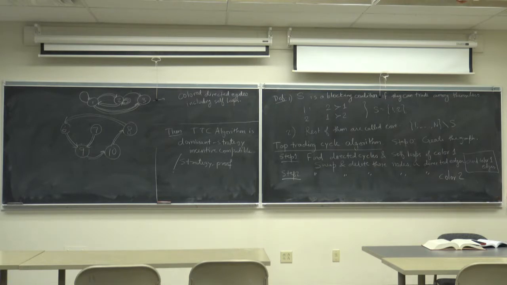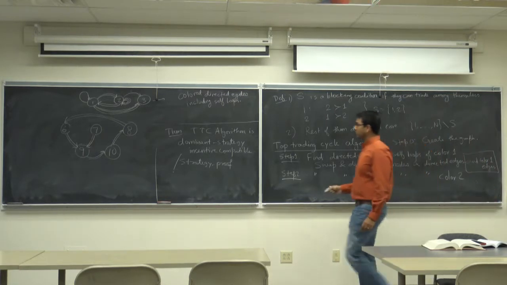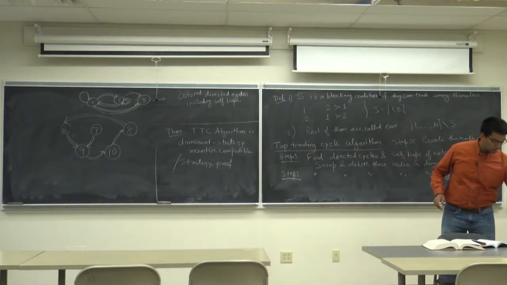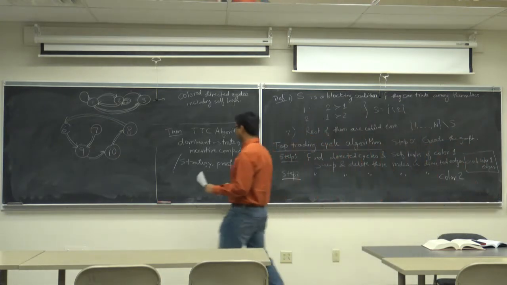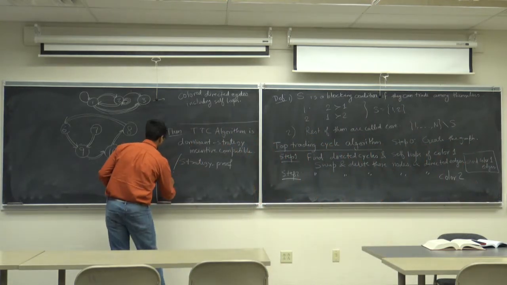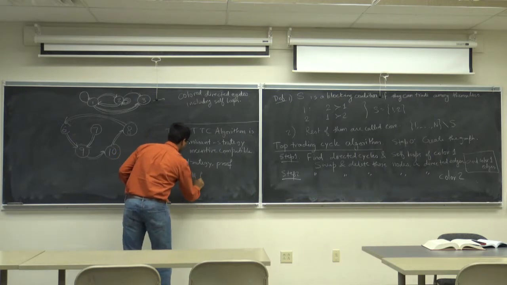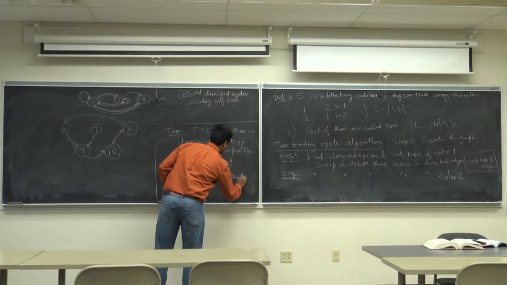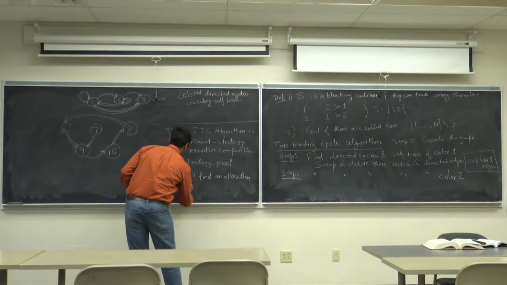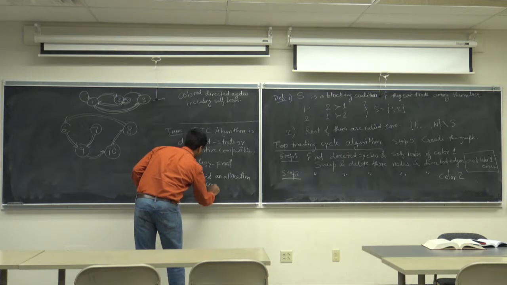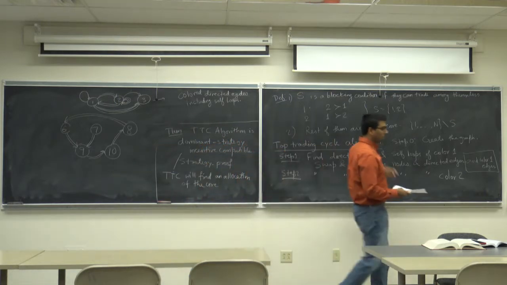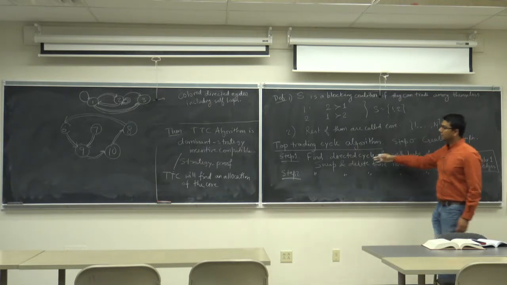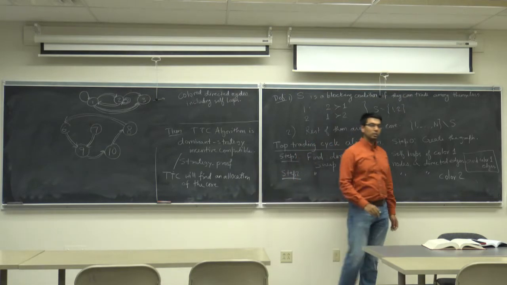And the other thing is TTC algorithm will find an allocation in the core. Of course some people will form a blocking coalition, they will trade among themselves, and the rest of them are core, and TTC will find an allocation for the core as well.